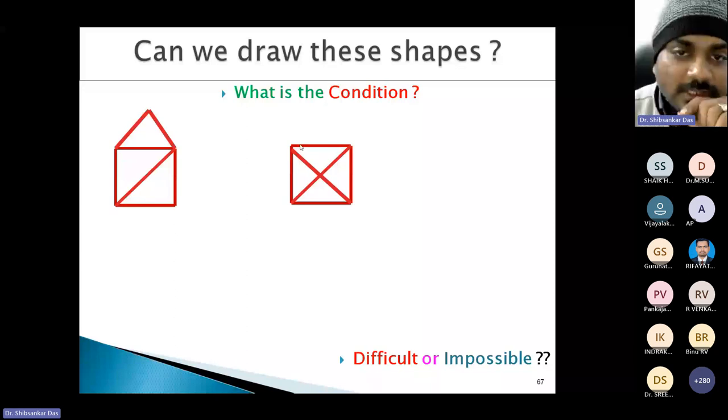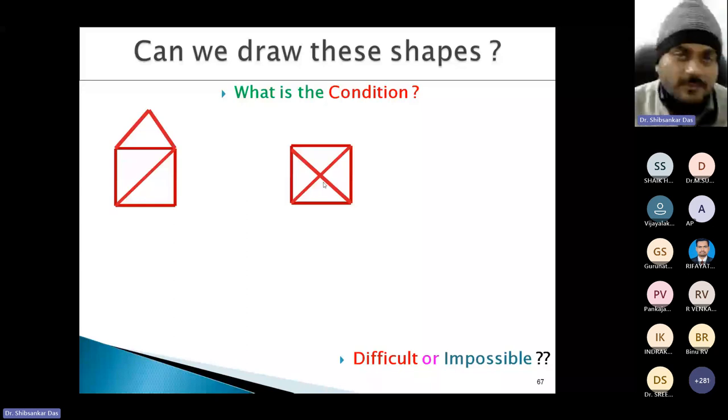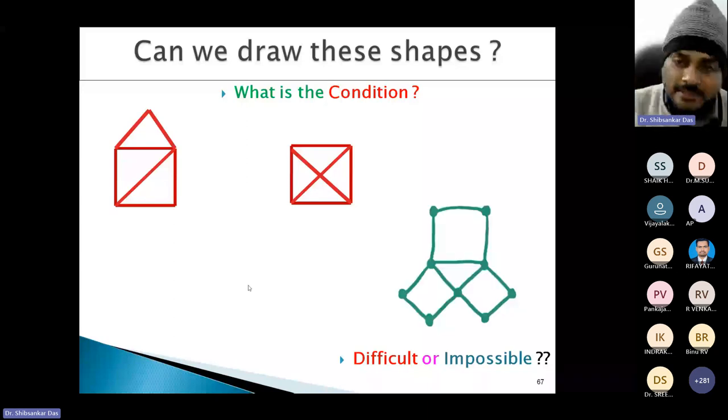It is not possible because the degree of this vertex is 3, of this vertex is 3, of this vertex is 3, and of this vertex is 3. Basically, it is not possible to find a closed walk. Okay, and what about this one? Check it at home.